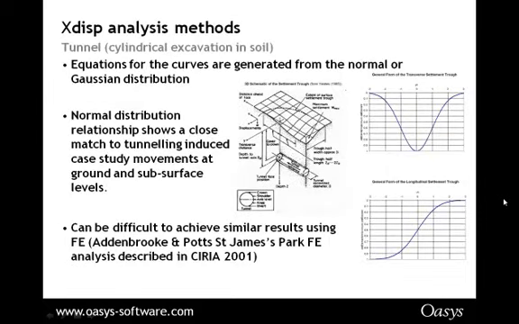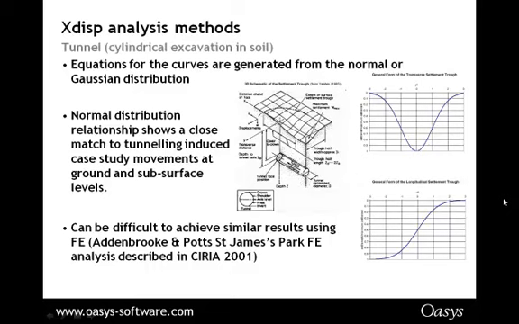So now I'm going to look into the analysis method in more detail. Different theory is used for different types of excavation, and I'm going to start with tunnels. For tunnels, the movements are generated from normal or Gaussian distribution curves, and the distribution relationship is empirically based, so it shows a close match to tunnel-induced case study movements.